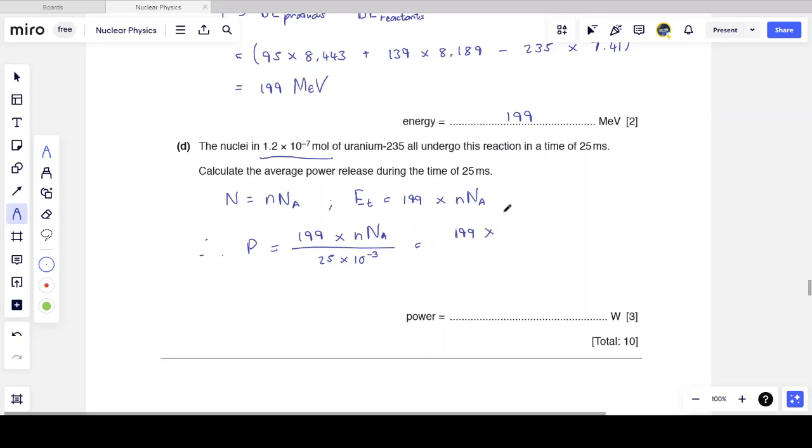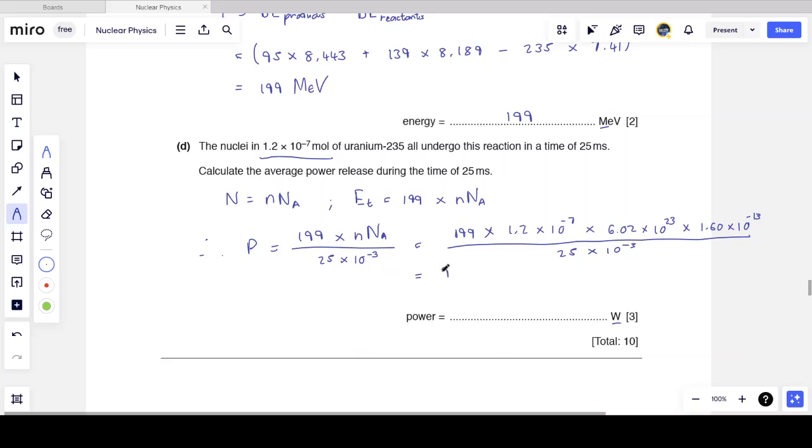Now, again, I have to be very careful. I have to make sure I convert this to joules because I'm given watts in the answer. So I multiply this by 1.2 times 10 to the minus 7, that's the number of moles, times 6.02 times 10 to the power 23. And I have to convert the mega electron volts to joules, so I multiply this by 1.6 times 10 to the minus 13. Minus 13 because this is mega electron volts, not simply electron volts. And then I divide all of this by the time, 25 times 10 to the minus 3 seconds.